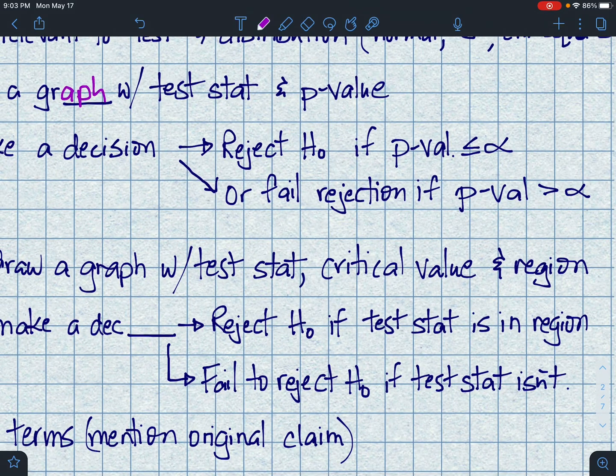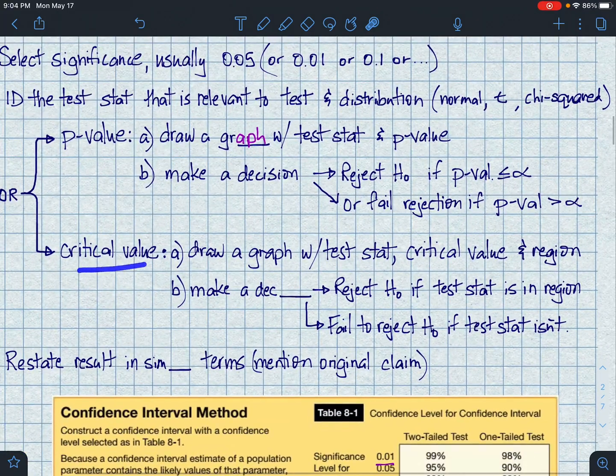And the decision is, like I predicted at the beginning, that you will either reject the null hypothesis or you fail to reject the null hypothesis. And that's if the p-value is less than our tolerance or if the p-value is greater than. Same with the critical value. Draw the graph, and then we again make our decision, and the decision is either to reject if you are in the region, or you fail to reject if the test stat is not in the region.